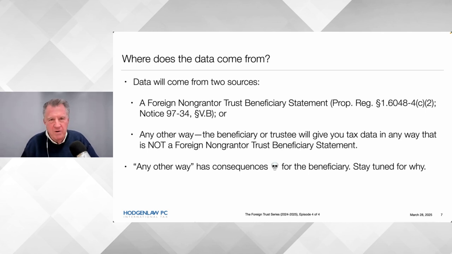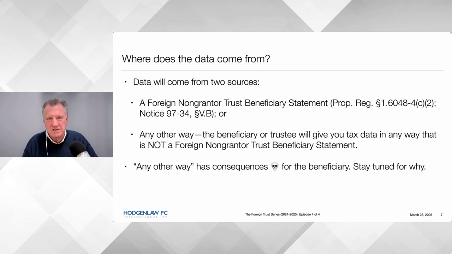Anyway, from a foreign trust, data is either going to come from the beneficiary who tells you how life worked for him or her last year, or it's going to come from the trustee in some fashion or form, ideally in a thing called a foreign non-grantor trust beneficiary statement. You can see the reference to the proposed regs there, and a reference to Notice 97-34 that gives you the details of what it is.